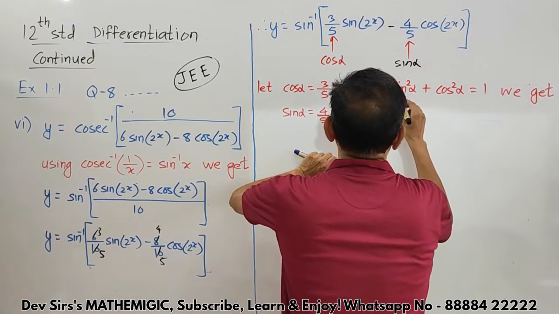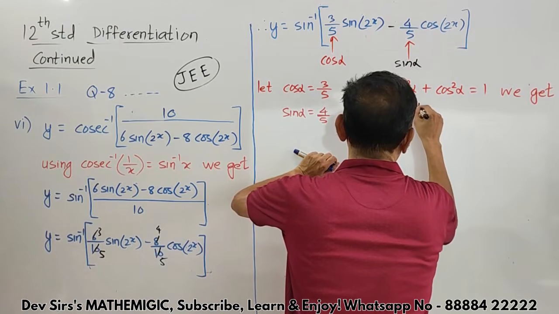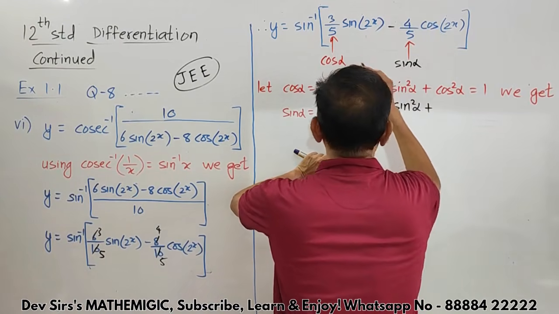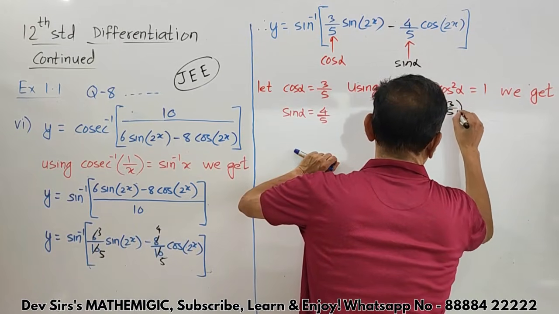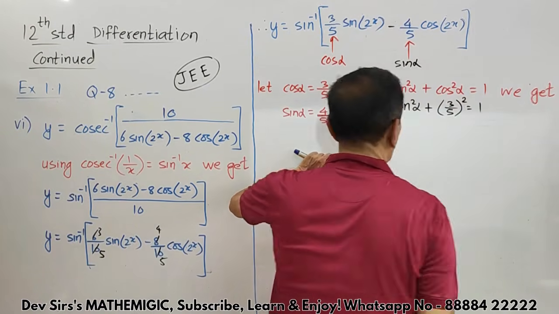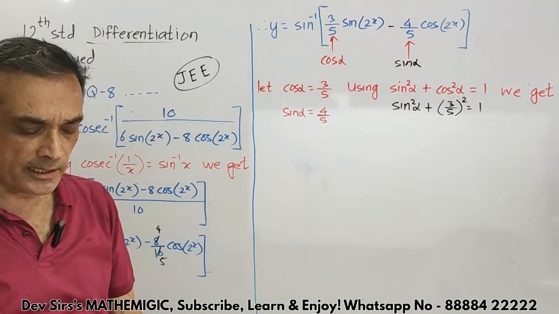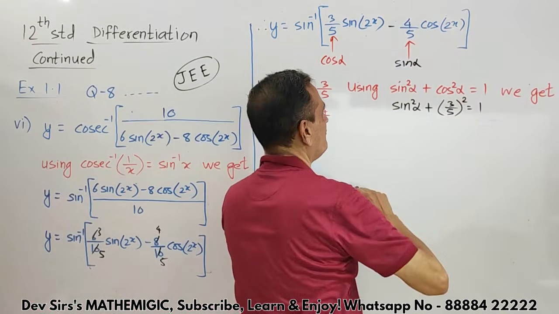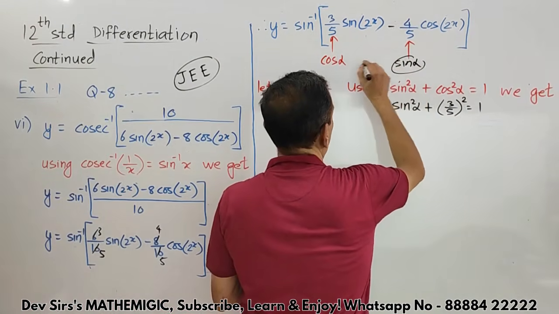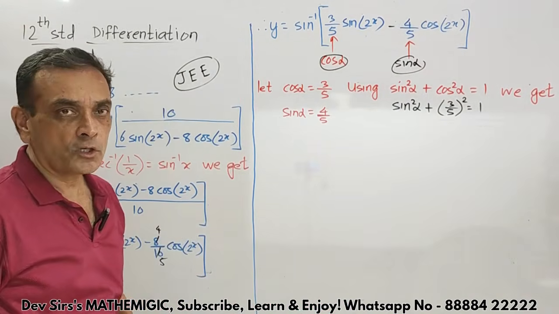if you substitute like this, cos alpha is how much? 3/5. If you substitute like this and take the terms on the right hand side, automatically you are going to get sin alpha as 4/5. Followed?